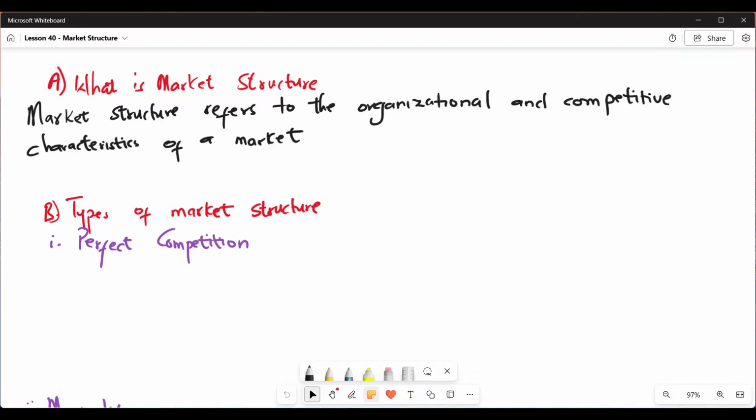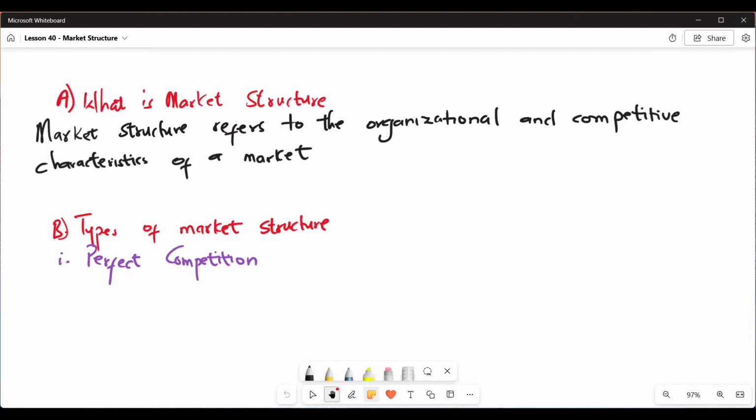What is market structure? Market structure refers to the organizational and competitive characteristics of a market. It simply describes the number and size of firms in an industry, the nature of the products they produce, and the ease of entry into and exit from a particular market.